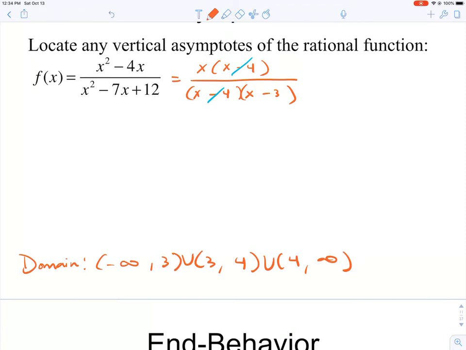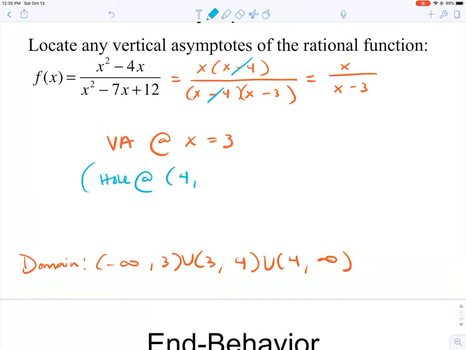Okay. But our simplified equation is x over x minus 3. So there's only going to be a vertical asymptote at x equals positive 3. It's just kind of a bonus. There's a hole at x equals 4, and then if we substitute the 4 into the simplified version, that would be 4 comma 4.